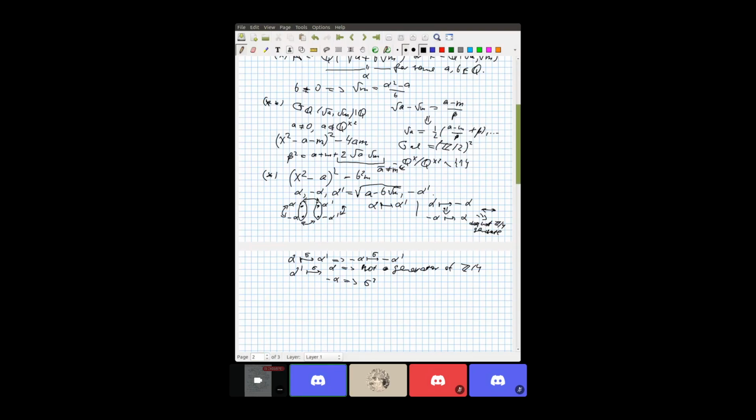Then sigma squared maps alpha to minus alpha. No, it maps alpha prime to minus alpha prime, and alpha to minus alpha. And so alpha prime goes to minus alpha prime, yes. And what's wrong with this? Nothing's wrong. Well, we do have this map here. Why did we decide that if alpha goes to minus alpha, then minus alpha goes to alpha?